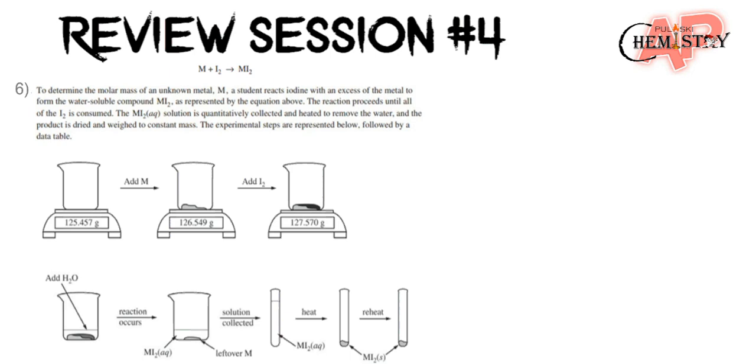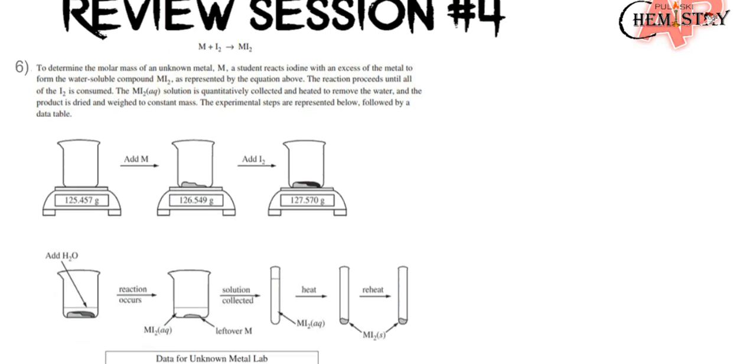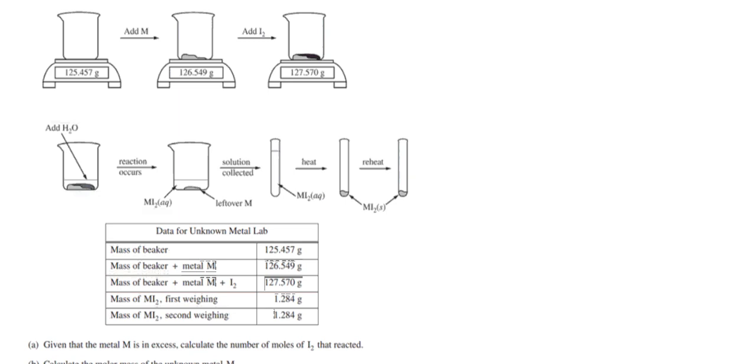The experimental steps are represented below, followed by a data table. So you can kind of understand what's happening here. See the numbers on the balance? They're in the data table. That's kind of nice. So I had the beaker, and then I had my metal M, and then I added I2, and then I added water, then the reaction actually occurs, and then I slowly am left with just my MI2 at the end.